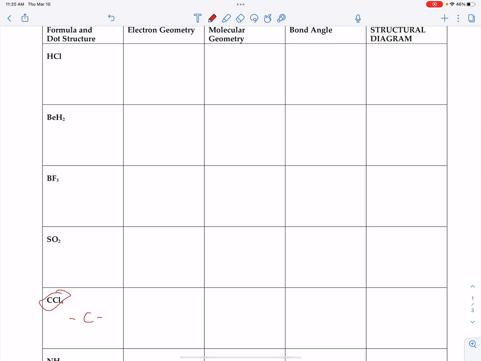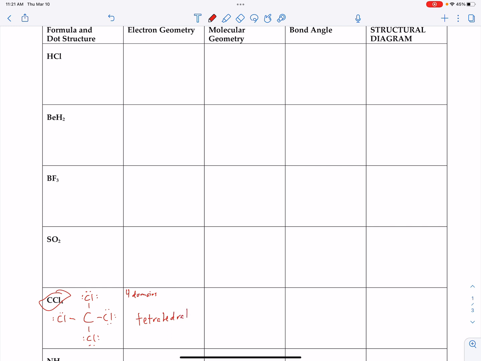So CCl4, we all know by now, looks like so. Okay, and that's our Lewis structure. Now, if you look around the carbon in the center, the central atom, there are 4 electron domains, right, around that central atom, and therefore the electron domain geometry would be, if you said tetrahedral, you are correct.